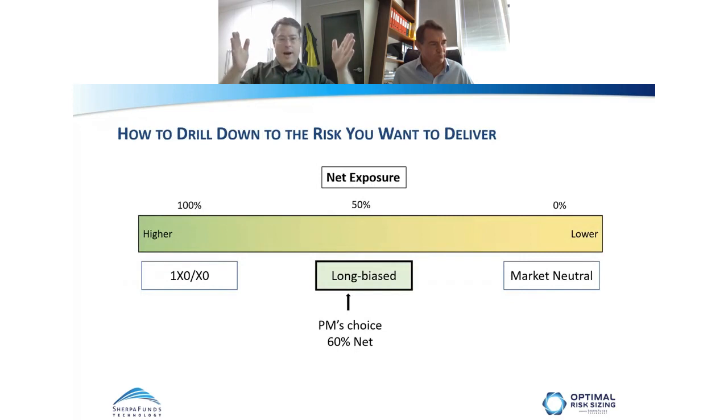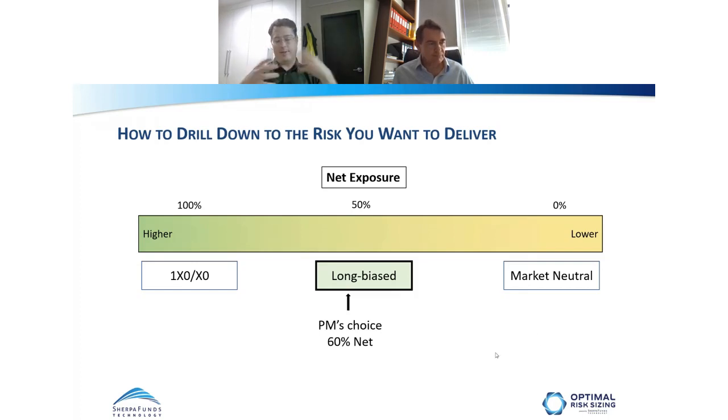So again, the long bias here is bracketing a box in the spectrum of potential net exposure that we've agreed we can have. And then as a PM, you're choosing where in that box exactly do you want to be. So if you're saying that 50% is sort of your average or your target, at this point in terms of composition, do I want to be 60% long? Do I want to be 40% long?